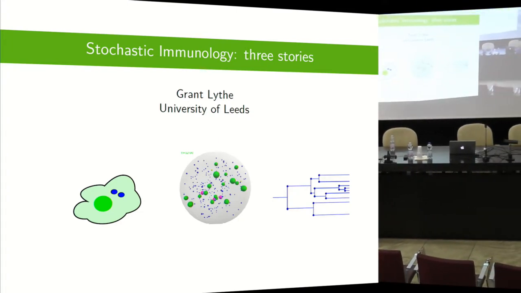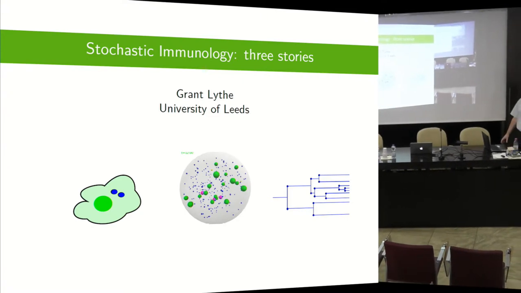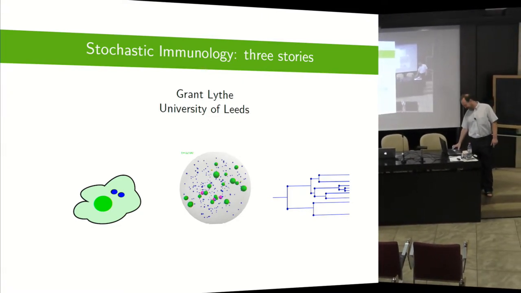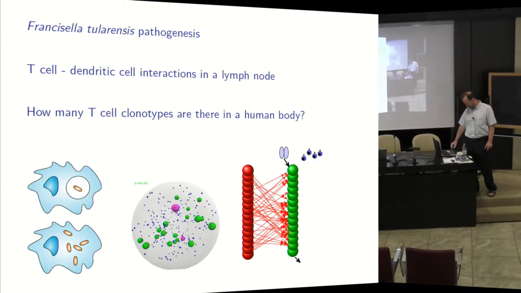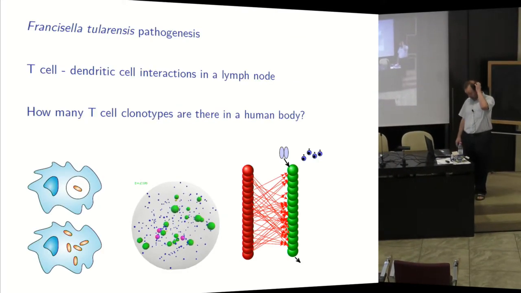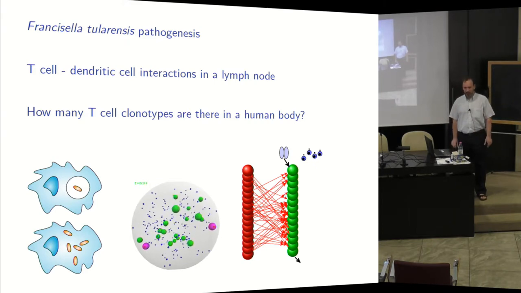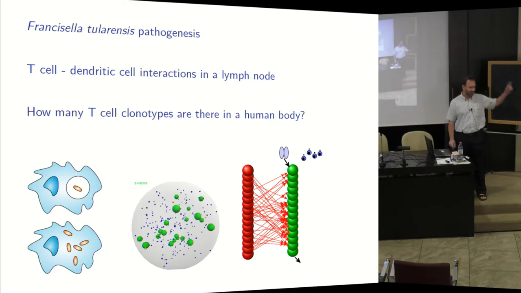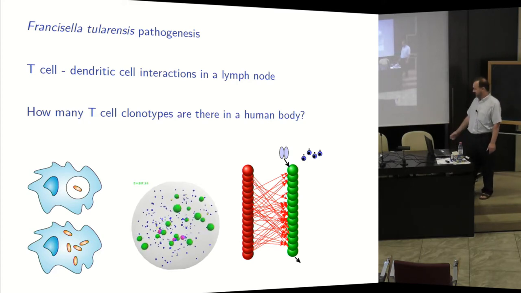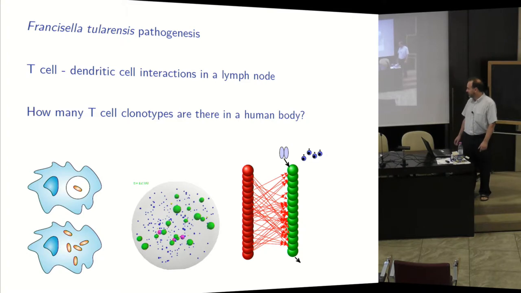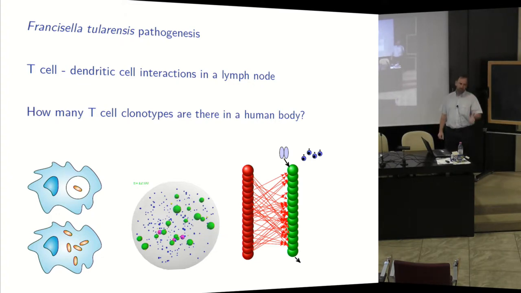I said three stories, partly because I originally thought I had an hour and a quarter. I don't think I'll take that long now, but that's okay because the third story is on that poster there, so if I go through the third one quickly or skip it altogether, then you can read the poster and ask me about it later. But I'll talk about the first two things, Francisella tularensis pathogenesis. It's just a simple story to give you an idea of the type of modeling that is done in what's now becoming called mathematical immunology.